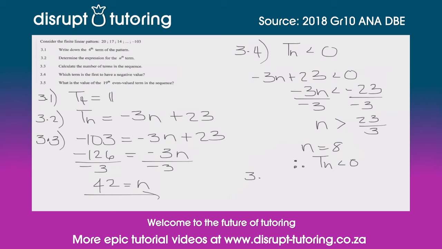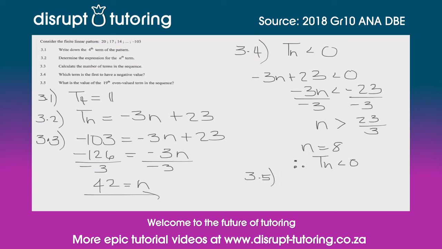Right, let's move on to our last question for this section, 3.5. What is the value of the 19th even valued term in the sequence? Now this one is also a little tricky because we need to figure out which term the 19th even valued term is going to be. So let's look at our number pattern that they've given us. They've said to us 20, then 17, then 14.